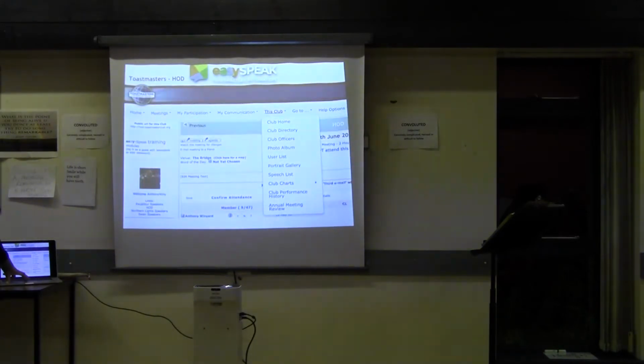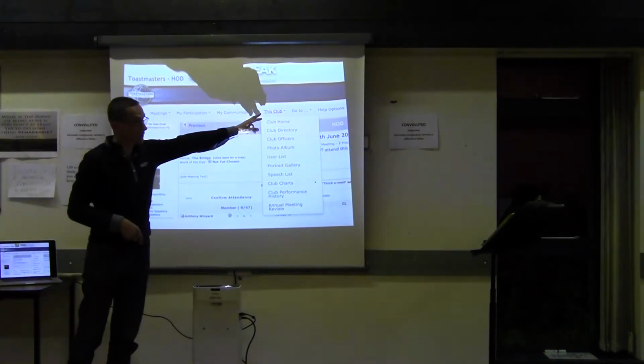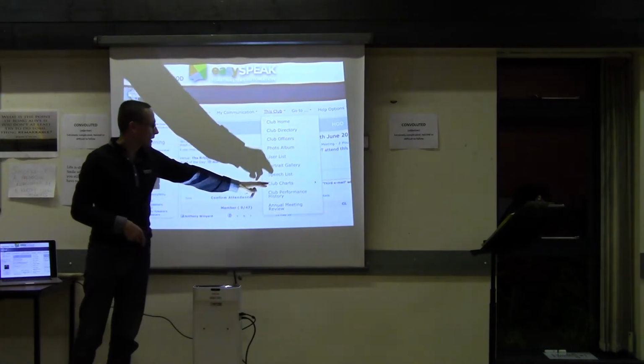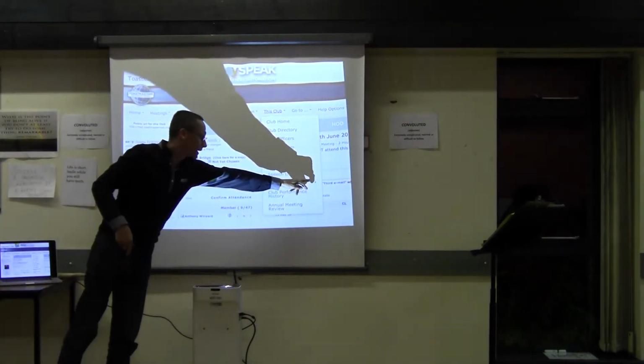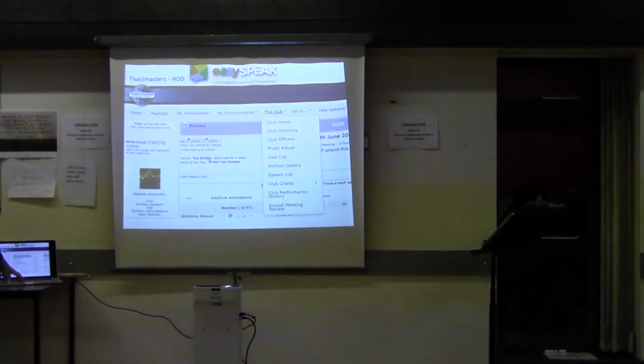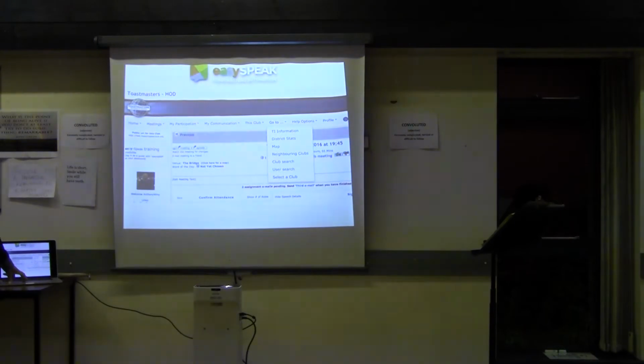Let me find, for mentors, Angela, you would go to, under where it says this club, and then go down to where it says club charts, and you can see there's a little arrow there, and that means there are some more links there. So if you click on club charts, it would take you up, and I can show you that screen in a minute.